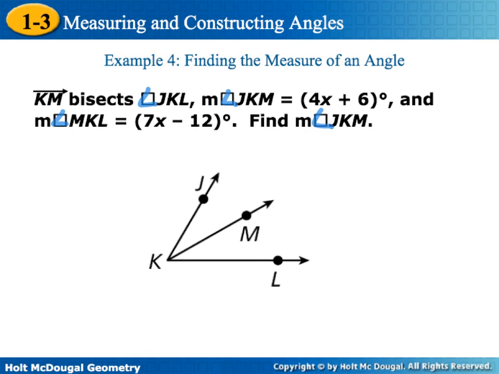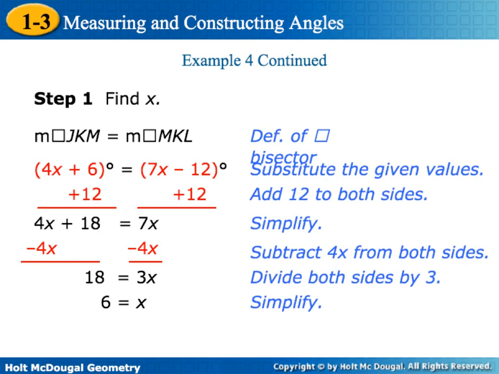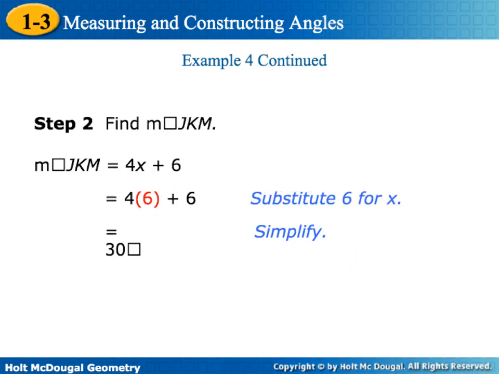I'll let you go ahead, try this example out, hit pause, go through it, and when you're done, hit play again and I'll show you the answer. Since the angle here was bisected, you can set the two smaller angles equal to each other and solve it out, and when you do that you get x equals 6. However, that's not what the question's asking. It says find the measure of angle JKM, and when you do that you need to plug 6 back in. 4 times 6 is 24, plus 6 gives you 30 degrees.